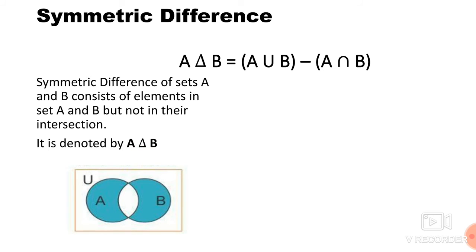The diagram which we use, again the three steps will be the same: drawing the rectangle, drawing the circles, and filling the elements. The fourth step is different, the shading one. According to the definition, everything will be considered except the intersected area. So we will shade both the circles, leaving the intersected area unshaded. We will just shade the remaining part of both the circles. Take an example.